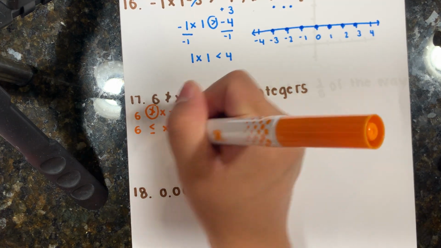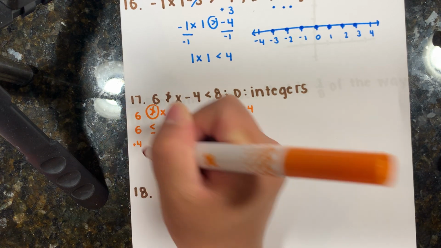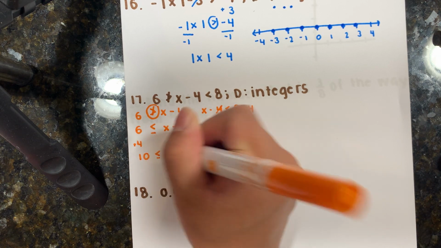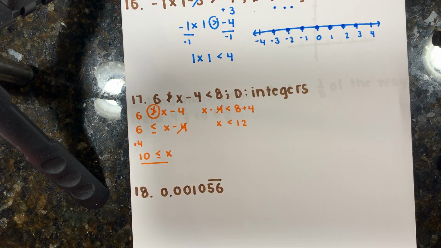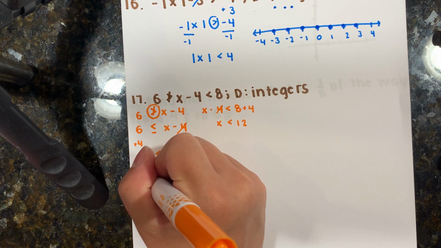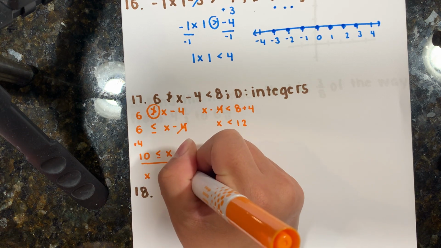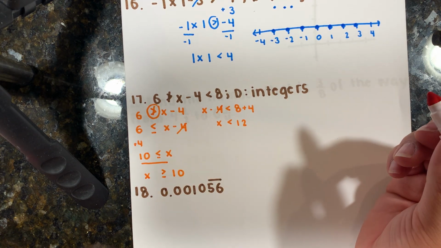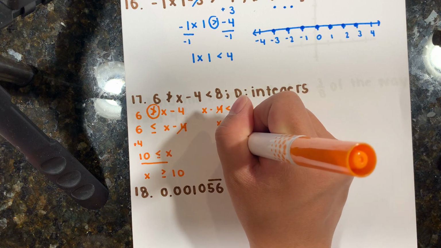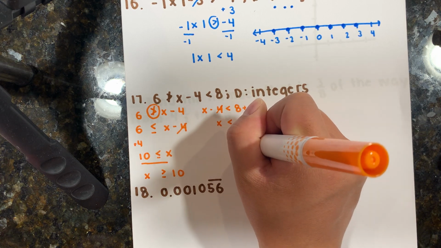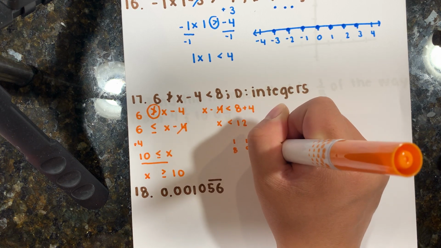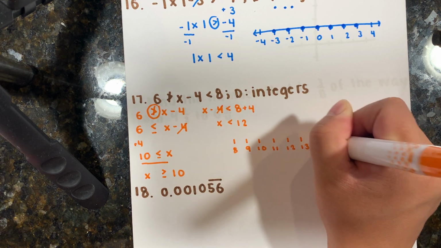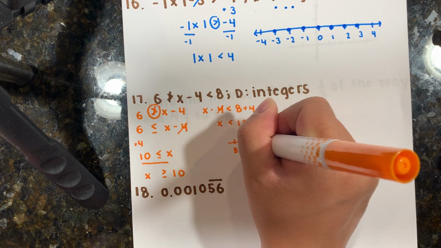And for this one, I'm going to add 4 to the other side. And I'm going to get 10 is less than or equal to x. But I do want to flip this whole inequality so that x is on the left side. So this would be x is greater than or equal to 10. So the two numbers that I have to graph on my number line are 10 and 12. I'm going to start at 8. So 8, 9, 10, 11, 12, 13, and 14. And that's my number line.